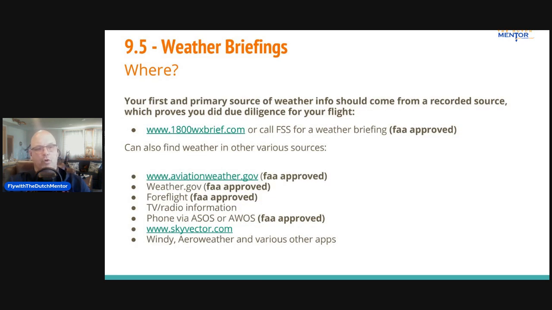All right, we're going to forego this piece as we're going to do that in our simulation later on by calling 1-800-WX-BRIEF. They're going to update before we go out flying. Know that you can find lots of good weather information. One good resource for us is aviationweather.gov, which is FAA approved.